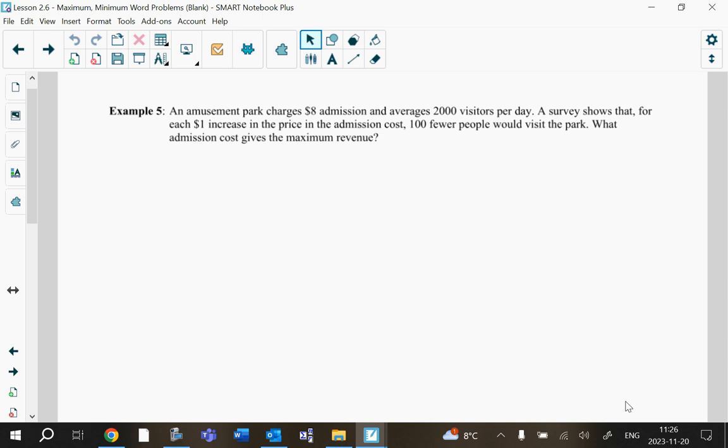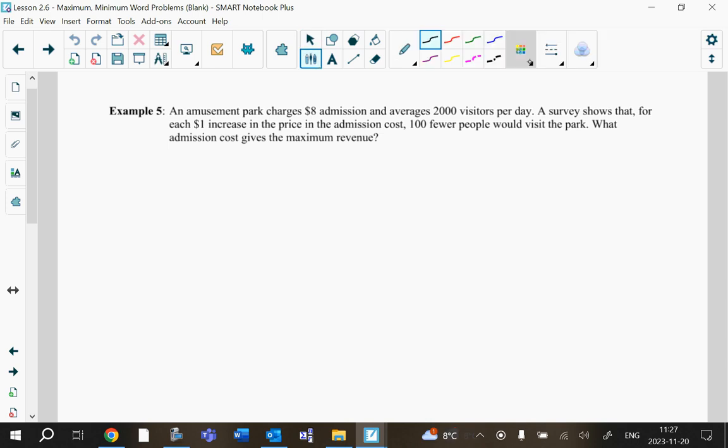So we talked about a couple of examples. One where you're asked to find missing numbers that differ by something and multiply to get a maximum or minimum. The second type was area, maximizing area, finding dimensions of a rectangular piece of land. The third one involves finding a maximum price to charge in a business. Okay? So let's look at a couple of examples.